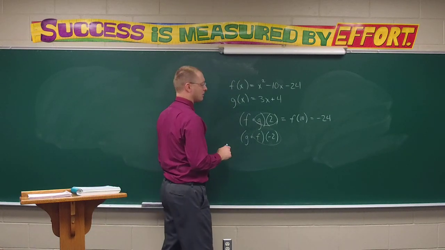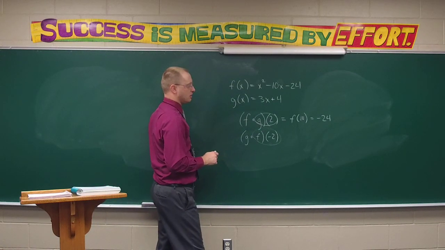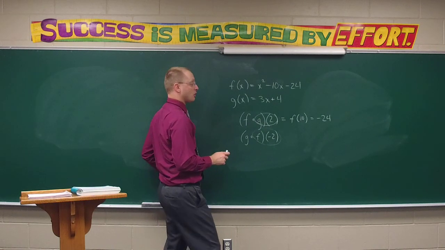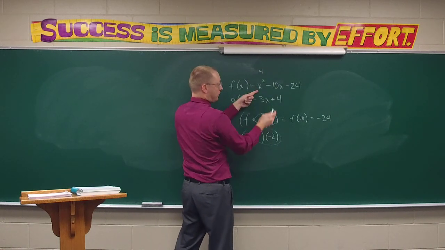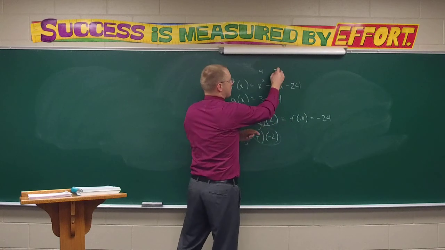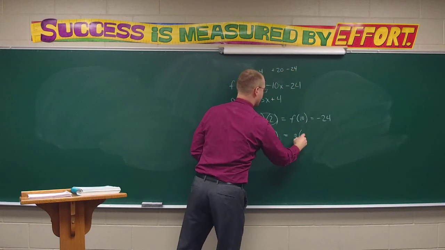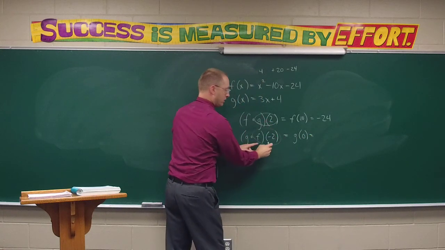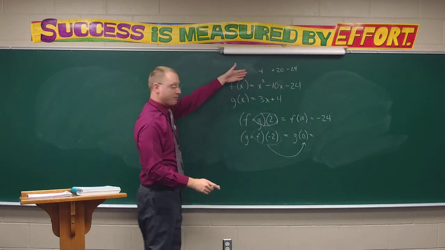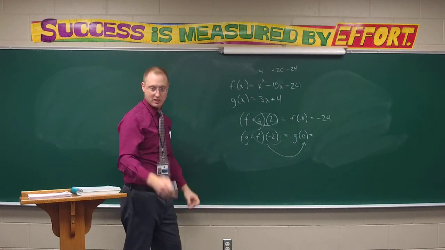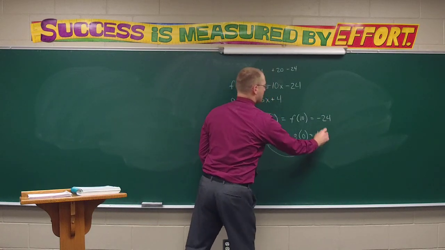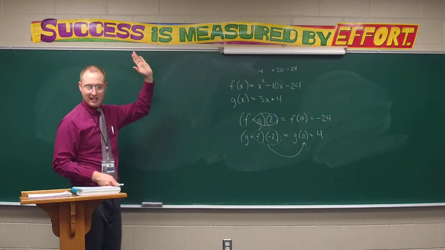Help, Maddie? I got 0 as well. We square a negative 2, that's 4. Negative 10 times the negative 2 is positive 20 minus 24. I've got a 0. So this becomes g of 0, because that's what f of negative 2 is. And then g of 0 gives us 4. Should have been our answer. How many had 4 for g of f of negative 2?